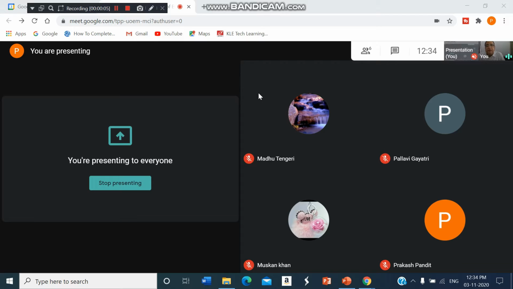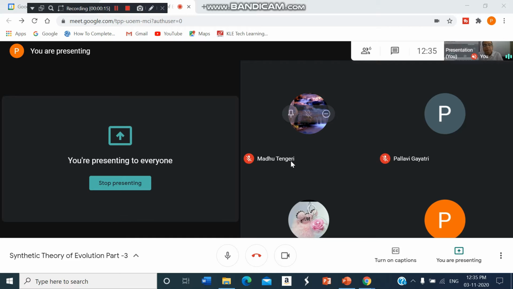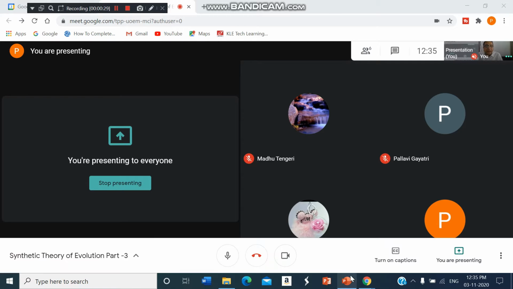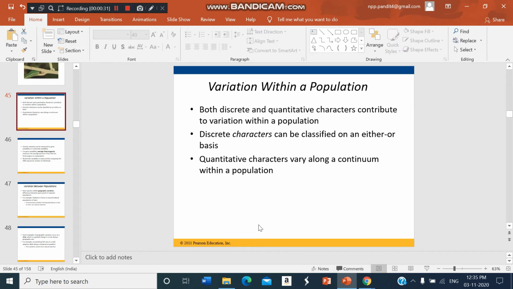We are discussing, if my memory goes right, and if you are able to refresh your memory, the synthetic theory of evolution. In that synthetic theory of evolution, till now we have studied the theory of natural selection, then especially the mutations, both chromosomal as well as the point mutation. Now we are studying, as in the last class, the variation in the population.